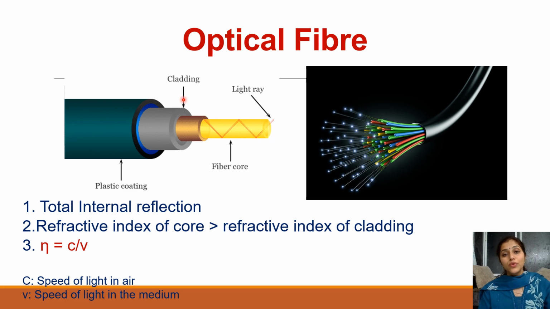Cladding is used to provide support, we can say, because when we use these cables for long distance communication, we need to bend them at some places. So for that, in that case, cladding plays a very important role. And then the last one is called as jacket or plastic coating.